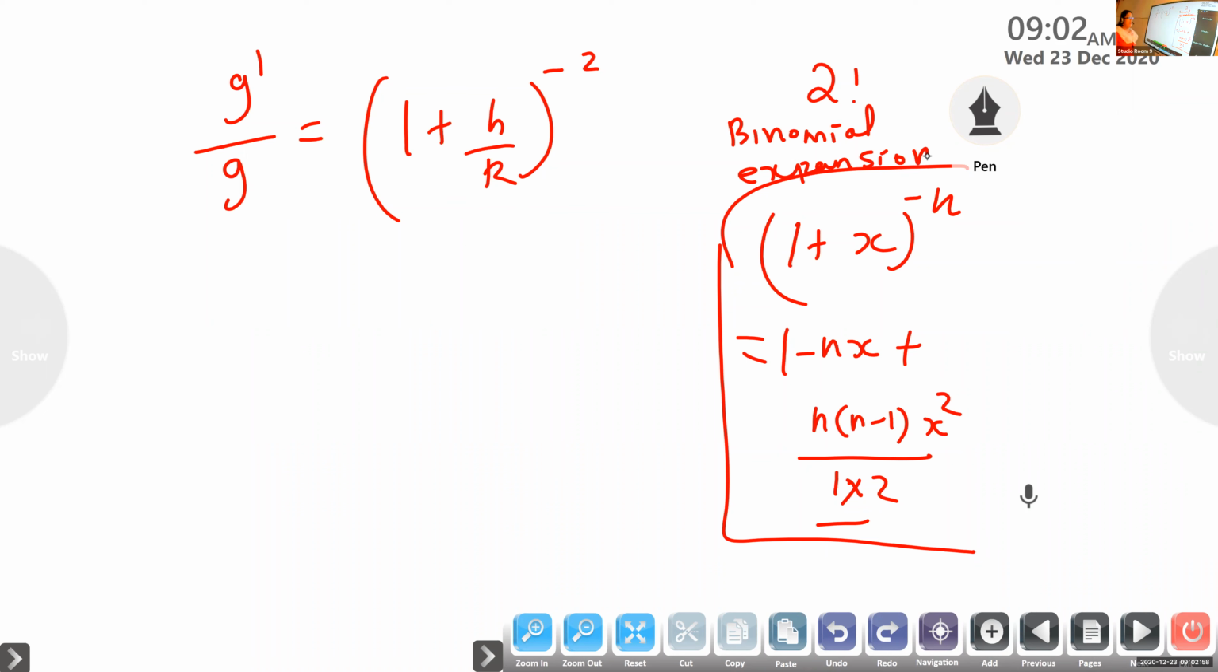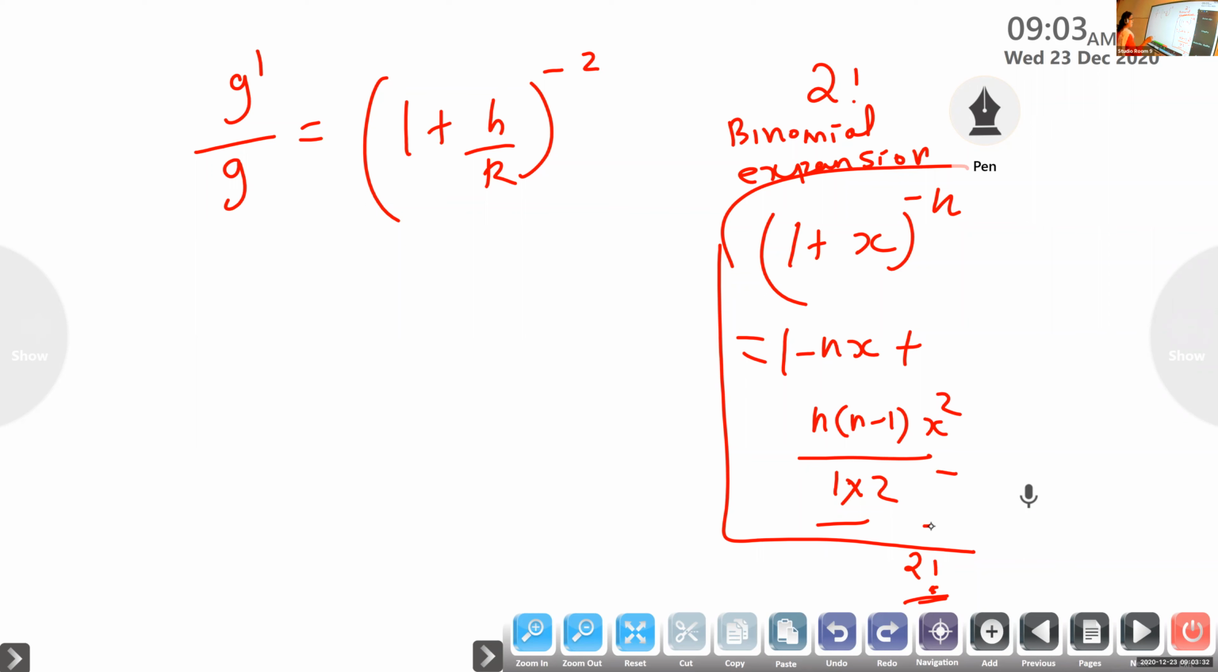By binomial expansion, 1 plus x to the power of minus n is equal to 1 minus nx plus n into n minus 1 x square divided by 1 into 2. In mathematics, this 1 into 2 we call 2 factorial. Then it continues like that. Again it comes minus, etc. You don't have to learn all that. We require only this term.